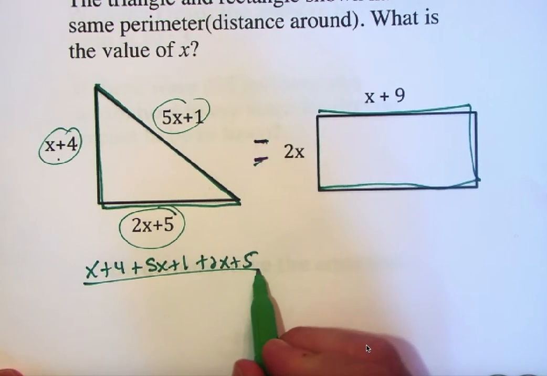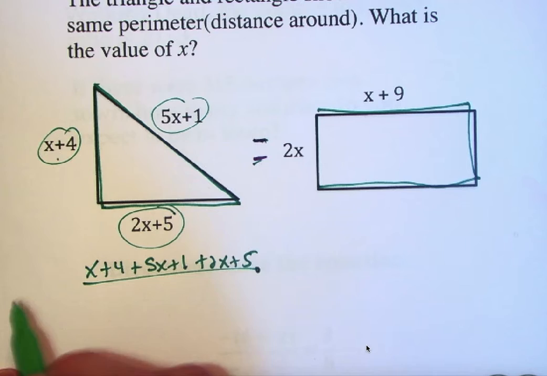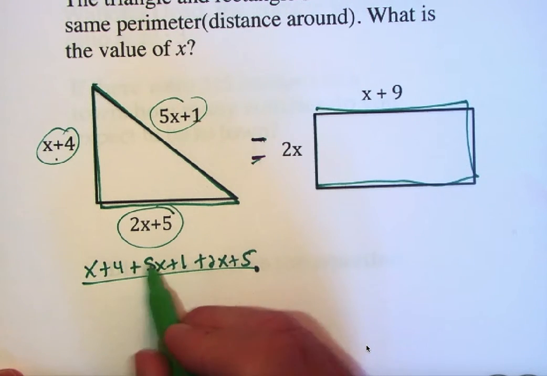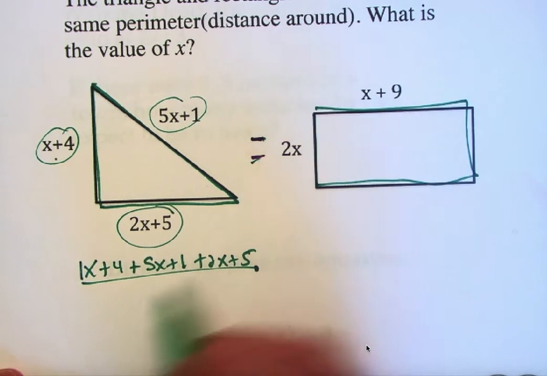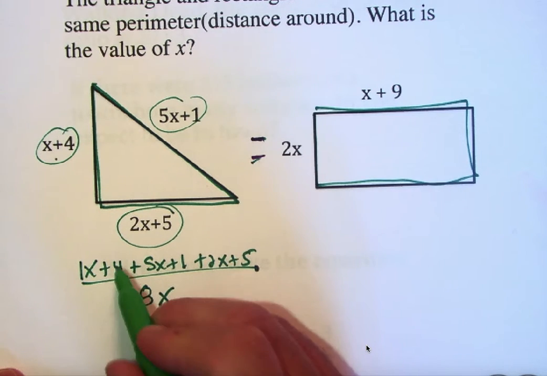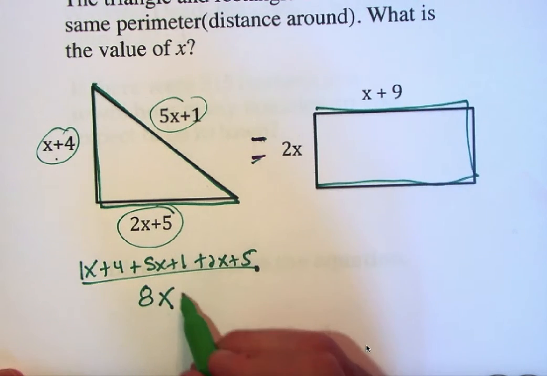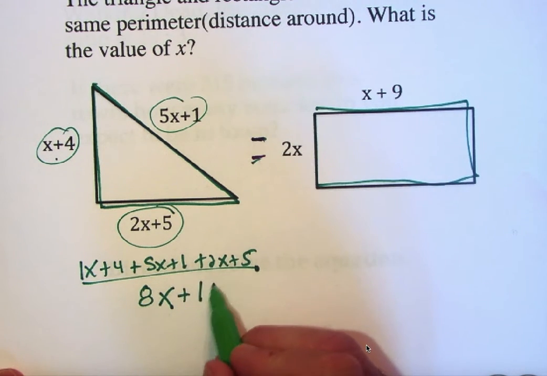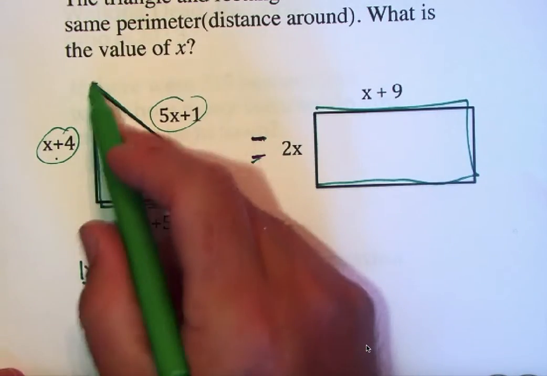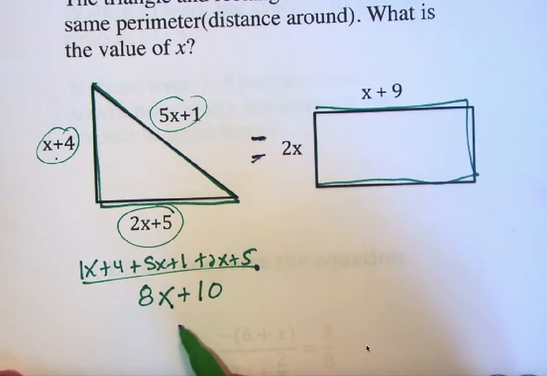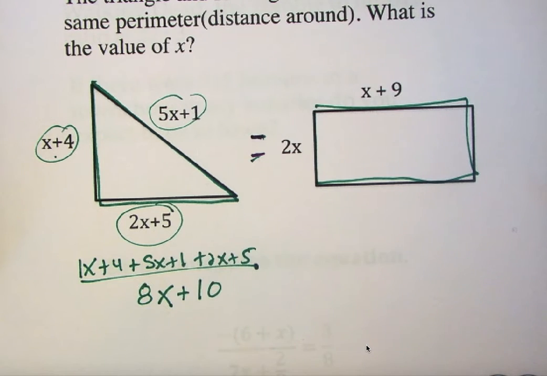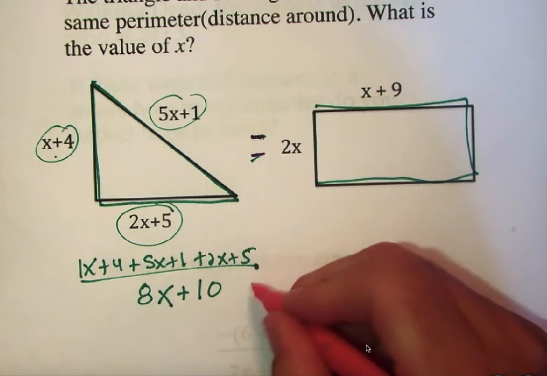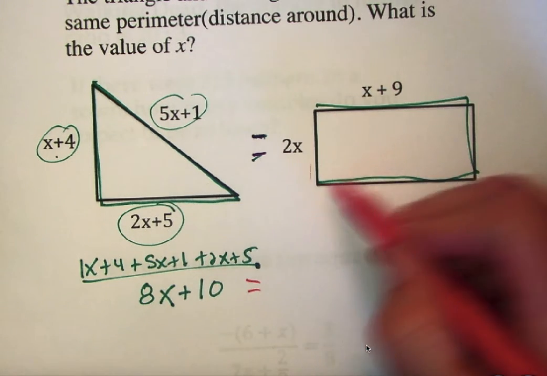Well, this, if we simplify it, we add like terms, we get 1x plus 5x plus 2x, that's 8x, plus 1 plus 4 plus 5 is 10. Okay, so the perimeter of this shape, the distance around, is 8x plus 10. Okay, how about the distance around this shape?